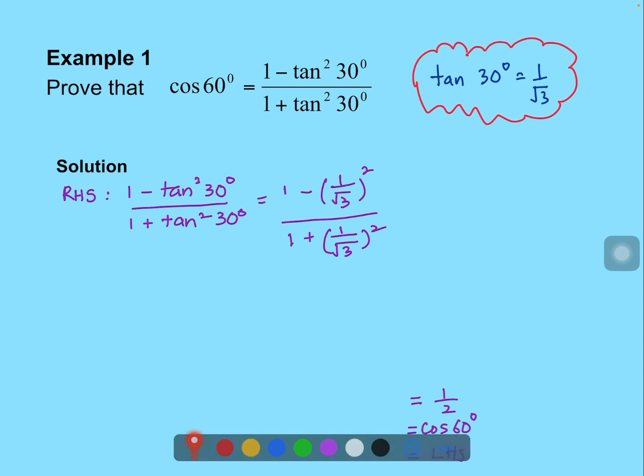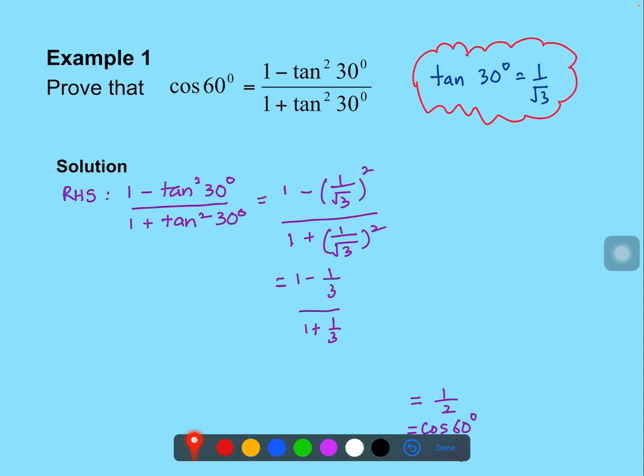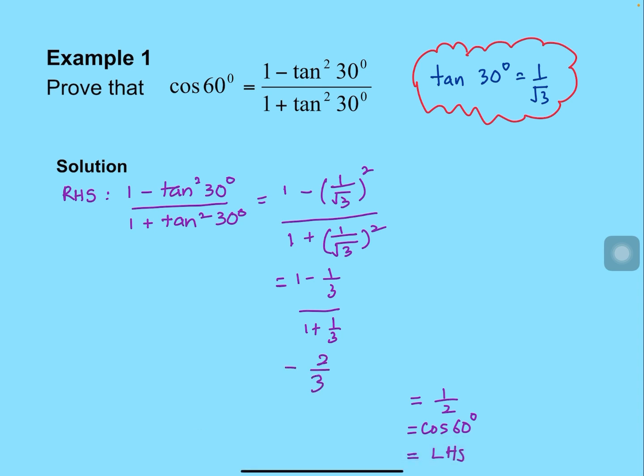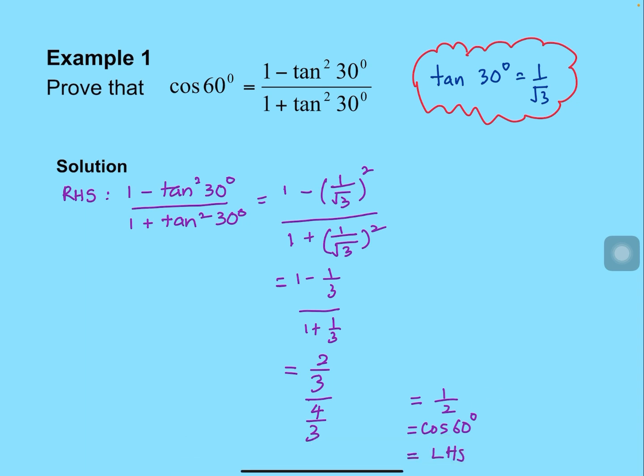So we have it like this. We simplify: 1 minus 1 over 3 over 1 plus 1 over 3. And up there we have 2 over 3 over 4 over 3. And lastly we have half. Okay, half is cos 60. So this equals the left hand side.